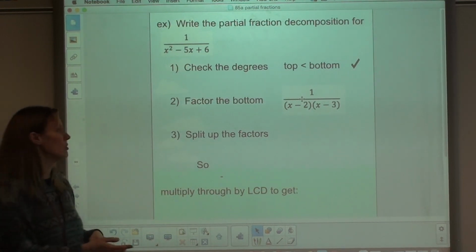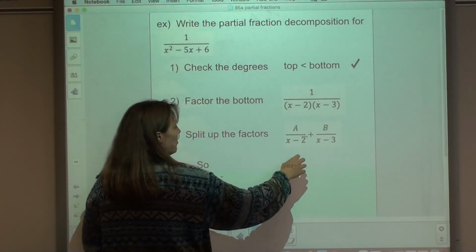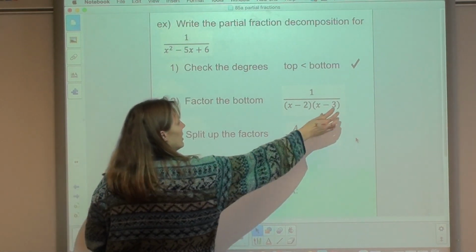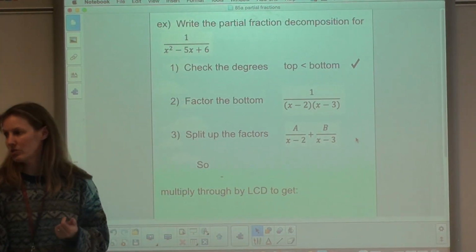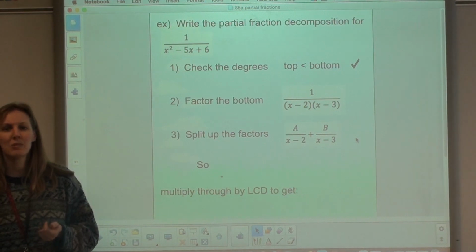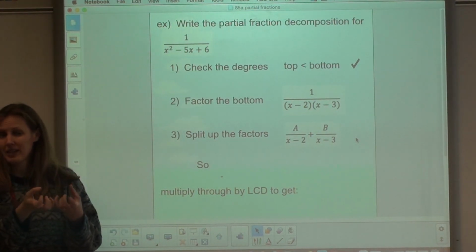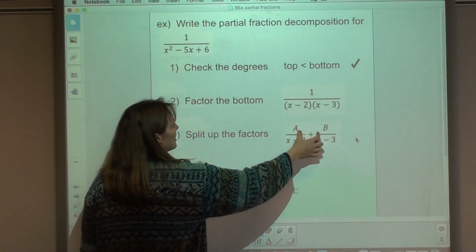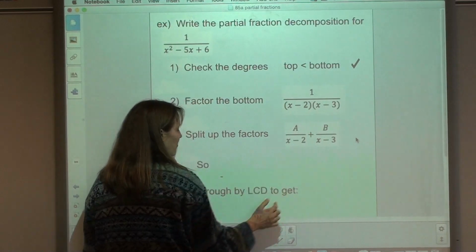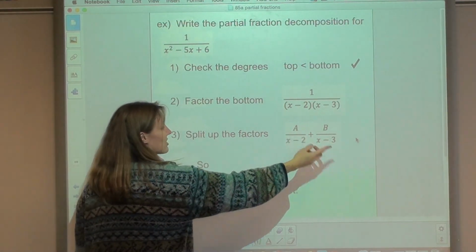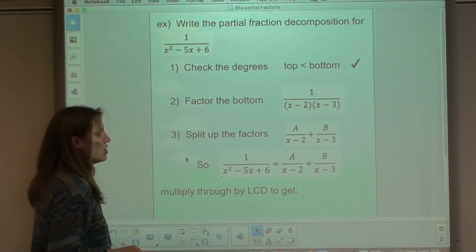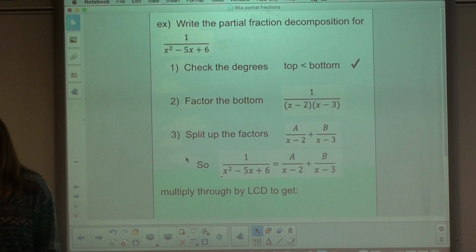Okay, next what we're going to do is split up the factors. If you remember from our number examples, what we ended up with was something over each of the factors of the original denominator. When the denominator was 6, we had something over 2 and something over 3, right? There's other ways, but this is how we're going to do it. So, same kind of thing here. This is our denominator, so we have something over each factor. Our job is to figure out what has to go on top to make this equal to that. So we end up with an equation that looks like this.